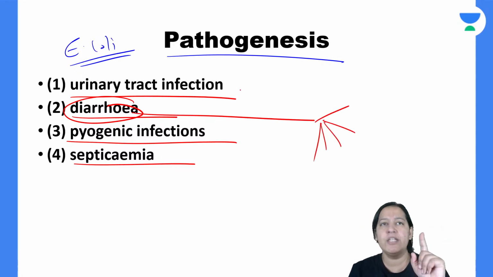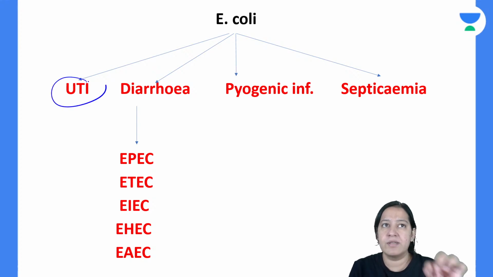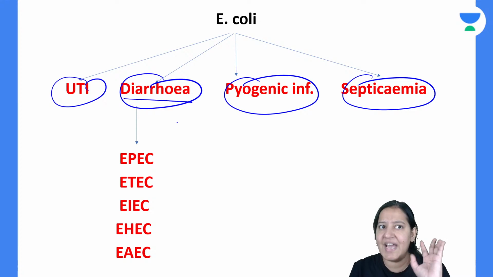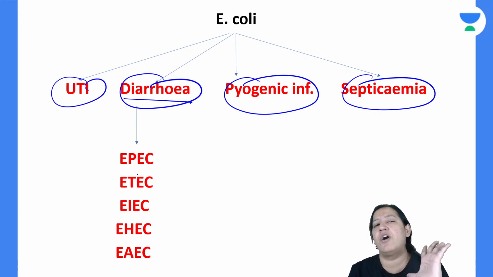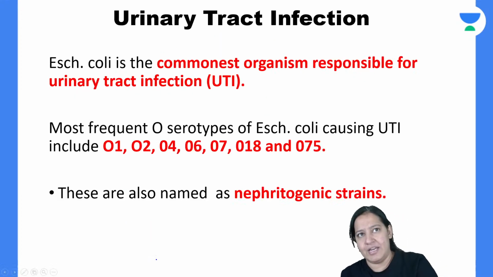Okay, I will teach you a little bit about UTI and then I will come to diarrhea. So it causes UTI, diarrhea, pyogenic infection, and septicemia. For causing diarrhea, there are 5 different types of E. coli. These are the 5 different types of E. coli. I will tell you the names.